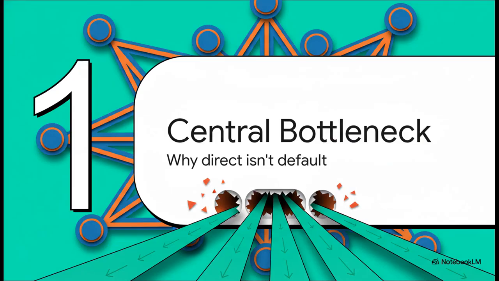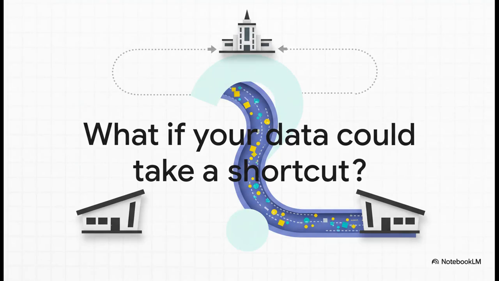So, first things first, let's talk about the central bottleneck problem. You've got to understand why our networks don't just automatically take the most direct route from the get-go. There's a reason for the madness. Just think about it for a second. What if your data could take a shortcut?